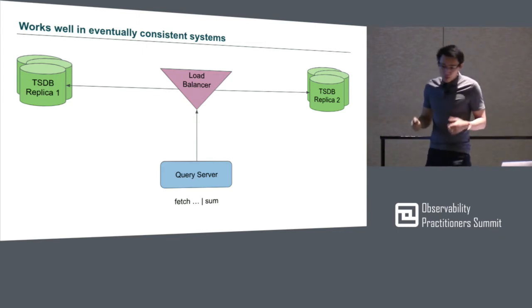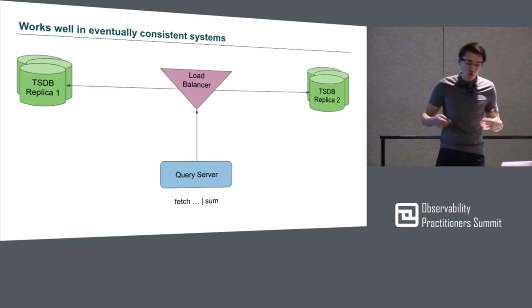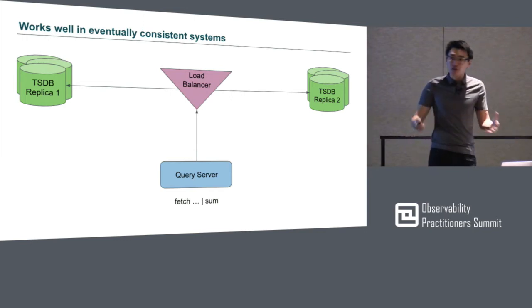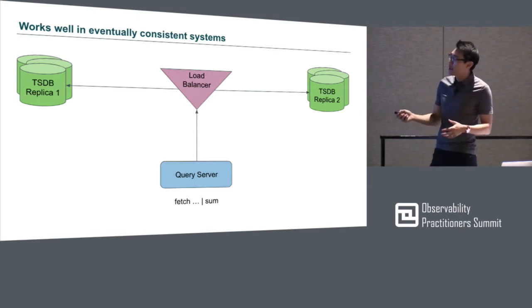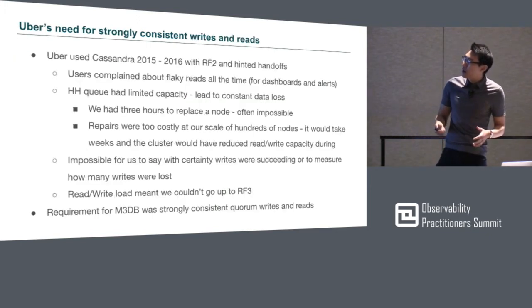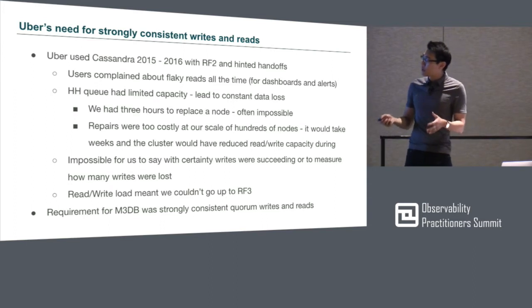If you want a strongly consistent system and you want to do quorum writes and quorum reads, this distributed query is much harder. I'll go into that in a second, but just a quick slide on why Uber really went for this strong, consistent reads and writes.